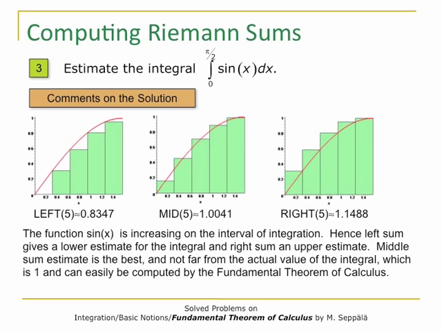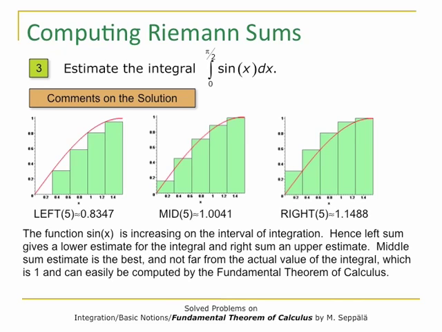Now this follows from the function sine of x being increasing on the interval of integration. Therefore, the left approximation is going to be less than the actual area, and the right approximation is going to be more, and the midpoint approximation is the best one of these three approximations.